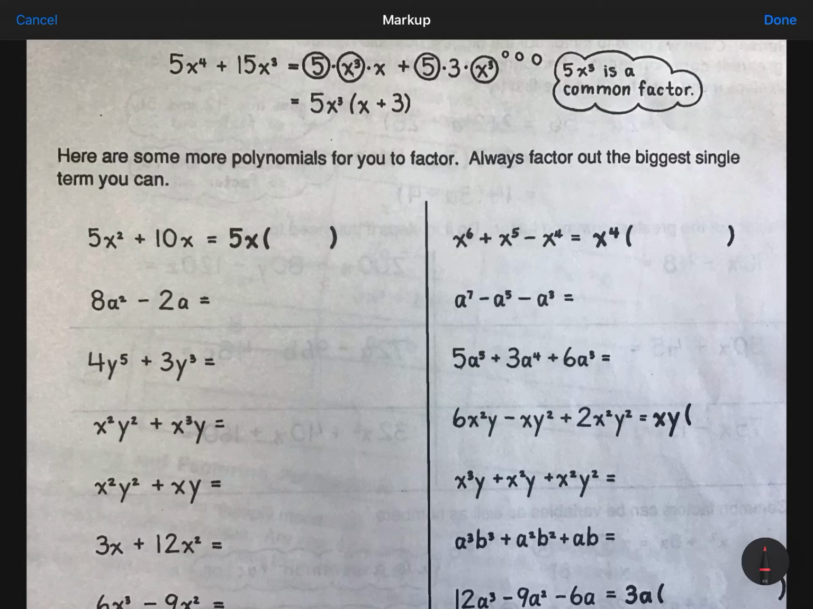All right, folks, today it is all going to come together. We are going to factor out numbers and variables.